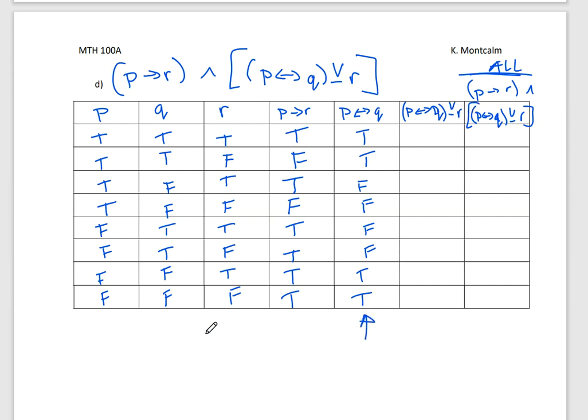So I'm looking here and here. For exclusively or to be true, we need exactly 1 true. So true and true will give me a false. False and true will give me a true. True and false will give me a true. False and false will give me a false. True and false will give me a true. False and false will give me a false. True and true will give me a false. False and true will give me a true.